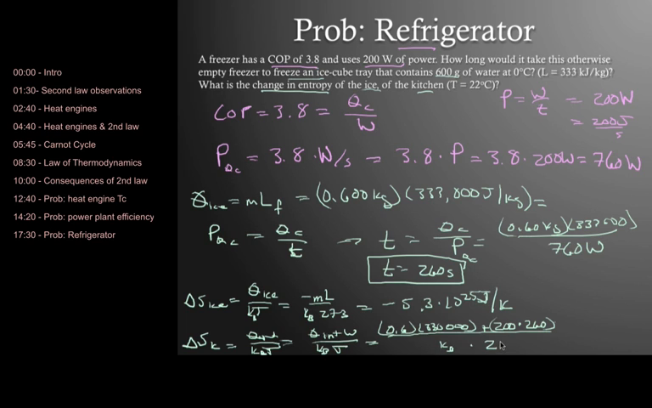And we're also dumping this out at 22 degrees Celsius, so we need to add on 273 Kelvin. And this will give you 6.2 times 10 to the 25th joules per Kelvin. The first thing that you'll notice is that this number is bigger than this number. So delta S of the kitchen is greater than delta S of the ice, which means that our delta S of the system is greater than 0.